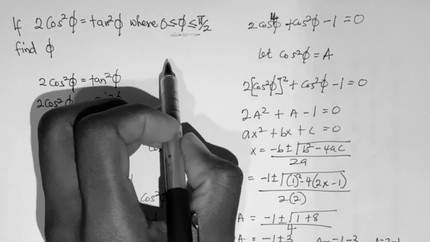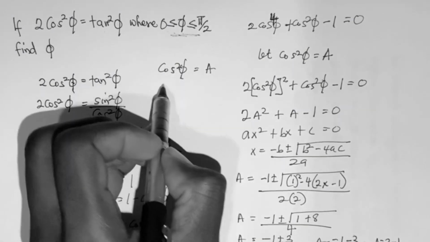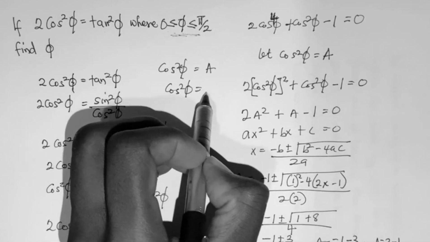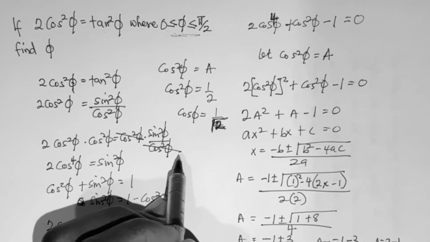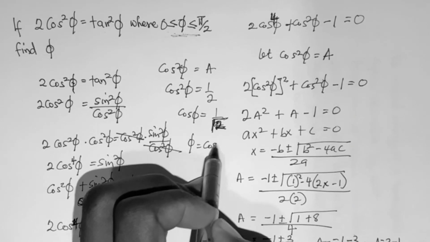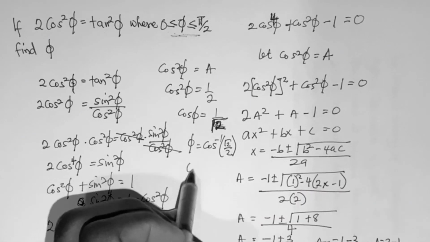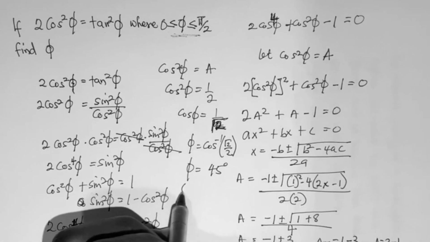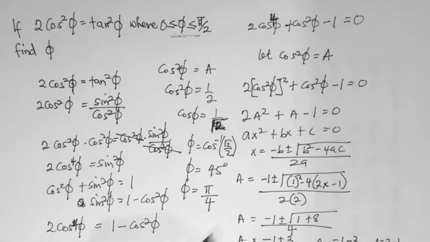Now remember that we already said that cos squared phi is equal to a, so it implies that cos squared phi is equal to 1 over 2, and therefore cos phi is equal to 1 over root 2, and therefore phi is equal to cos inverse of 1 over root 2, which is the same as root 2 over 2, and therefore phi is equal to 45 degrees. But this same 45 degrees is the same as pi over 4 radians. So therefore phi is equal to pi over 4.